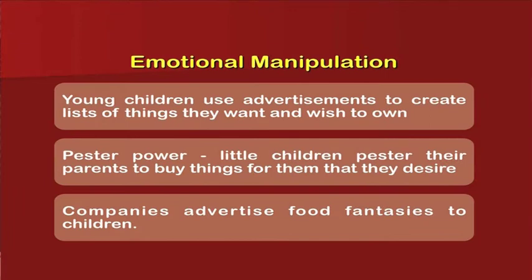Emotional manipulation. Young children use advertisements to create a list of things they want and wish to own. Pester power. The little children pester their parents to buy things for them that they desire, and companies advertise food fantasies to children. Now, the advertising industry is manipulating the young kids. They are showing you fantasies of the entertainment and hospitality segment, where they are showing colorful food and colorful ingredients which are wanted by the audiences.